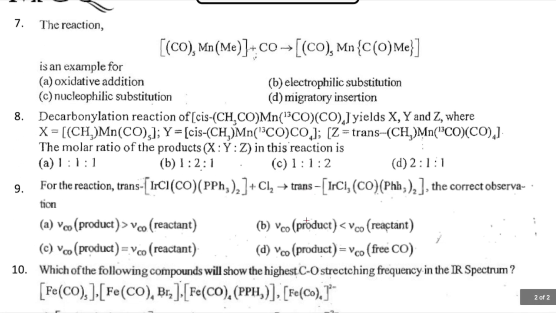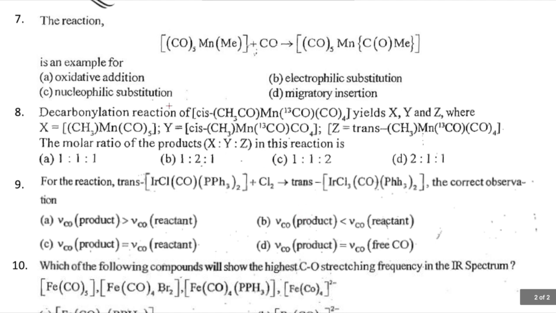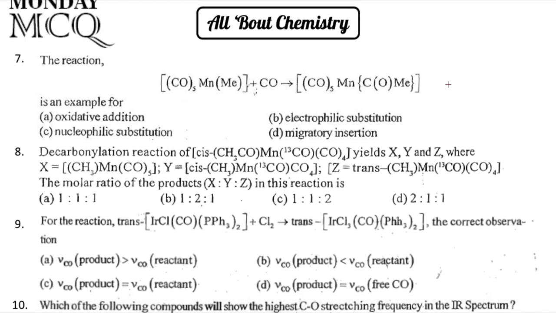Alright, so taking the next question, it says that the reaction you can see over here is an example of what kind of reaction. It's a very simple and straightforward question. I'll just draw the reaction mechanism. So you have manganese over here. You have 5 CO ligands, so let me make those 5 CO ligands. And you have a methyl group, and you are treating it with CO.